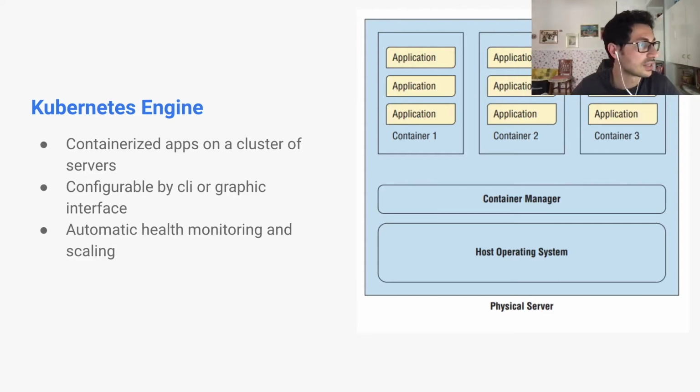So these containerized apps run on a cluster of servers. They are configurable by a command line interface or also by graphic interface. So as I said before, there is again some configuration, of course there is, but it's much less than with Compute Engine, where you really have to specify absolutely everything you need. And it's not just that you need to specify, you need to know which kind of physical server you will need. Right here, you don't.